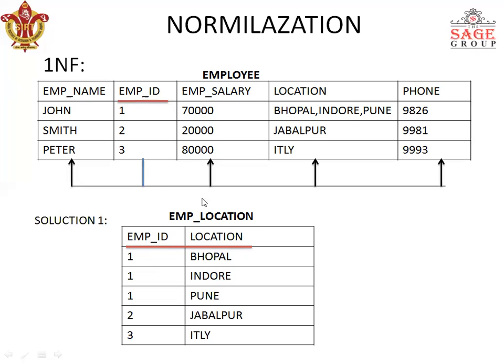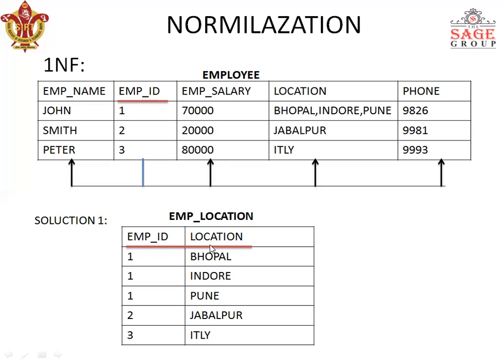And we have created one more table, employee underscore location, which contains 2 columns, employee ID and location. We have seen that in the above example, employee one has 3 cities. So in the first solution, we will insert 3 rows, because we know that employee ID is a primary key, and a primary key cannot be null and cannot be duplicated.